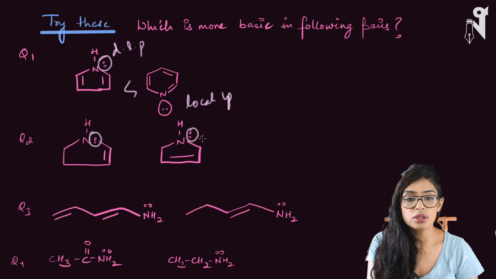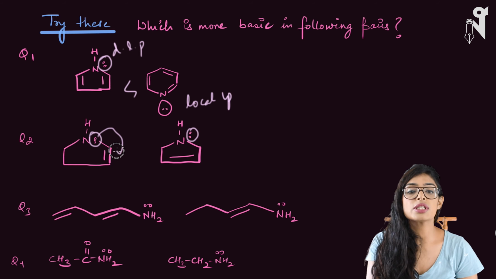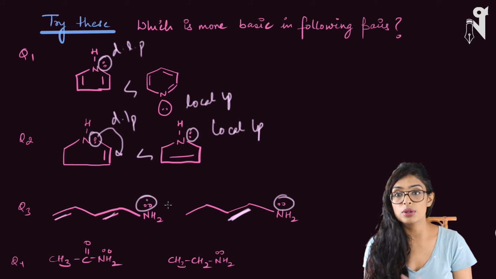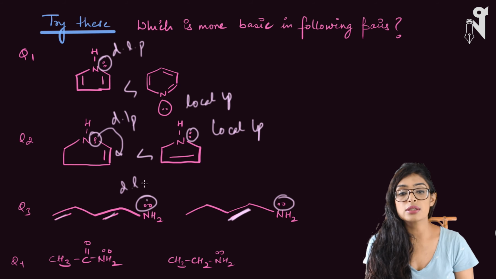This pair of electrons is in conjugation with this pi bond. This pair of electrons is not in conjugation. So this is a local lone pair, and this is a delocalized lone pair. This is more basic. Look at question number 3. This lone pair is in conjugation with this pi bond, and this lone pair is also in conjugation with these pi bonds. So basically resonance is happening in both the compounds. Both are delocalized lone pairs.